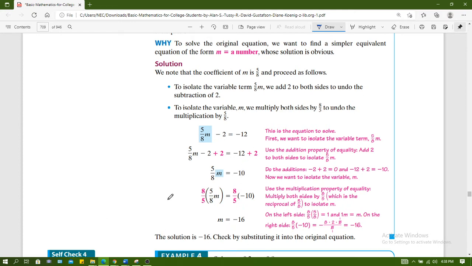Remember, if your coefficient is a fraction, you will use the multiplication property of equality, and class, take note, you will use the reciprocal of the fraction. The reciprocal means a number that when you multiply it to the coefficient will get 1. Okay? So 8 times 5 is 40. 5 times 8 is 40. So 40 divided by 40 is 1.